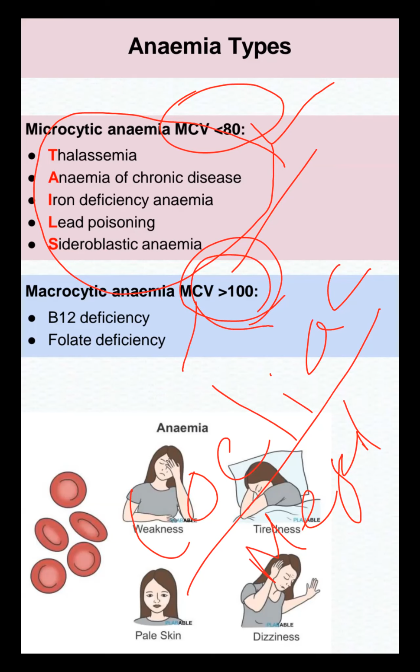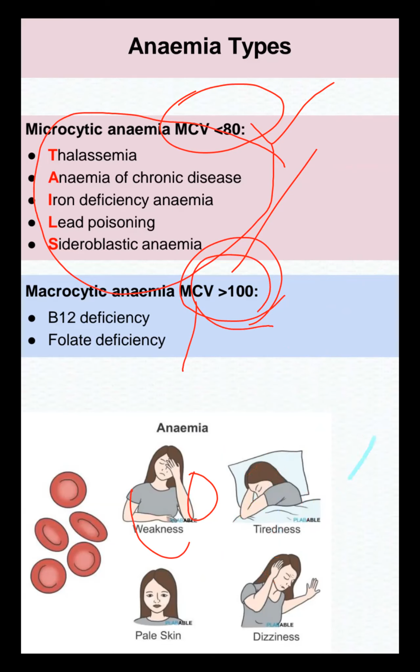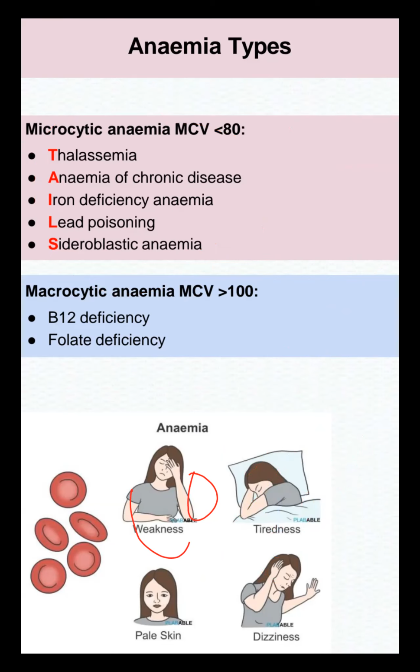So macrocytic variety: B12 deficiency and folate deficiency. This type of picture we find in vegetarians, and in those who are taking more carb-like foods like milk, other than protein. So in vegetarian patients of this kind, we find macrocytic anemia.